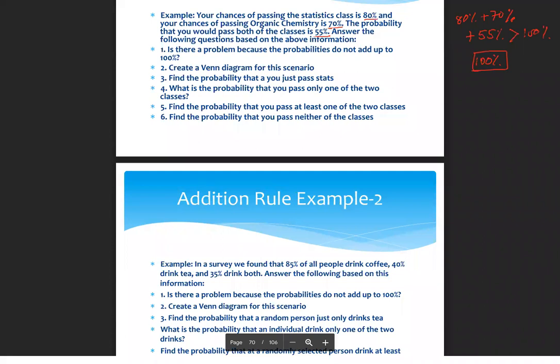Why is it not a problem? Because there is overlapping probability here. There are overlapping probabilities.